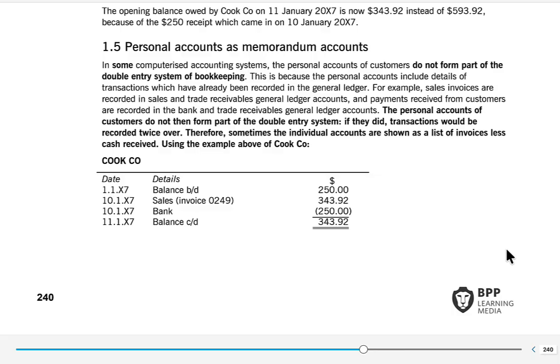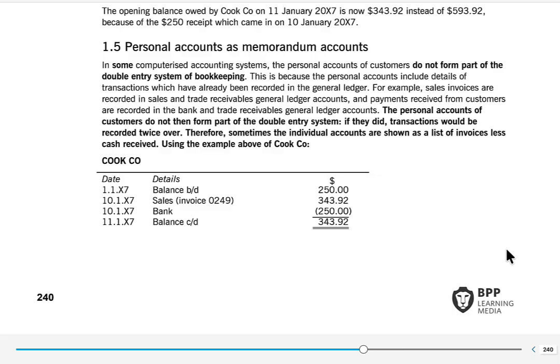At the same time, the system also updates the individual customer record in the receivables ledger, so you can see the breakdown by customer. But here's the key warning. If we treated the customer personal accounts as part of the double entry as well, we might record the same transaction twice. So the system design often keeps the double entry in the general ledger and keeps the customer personal accounts as memorandum, meaning detailed information records.